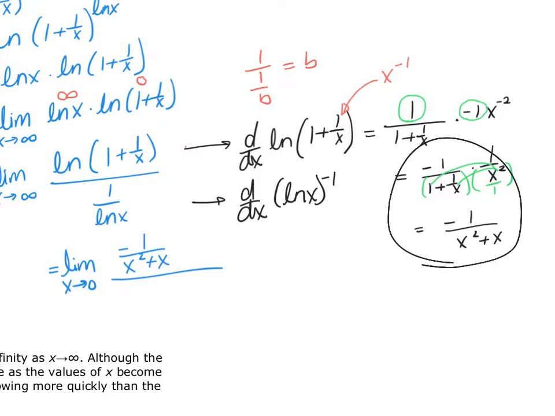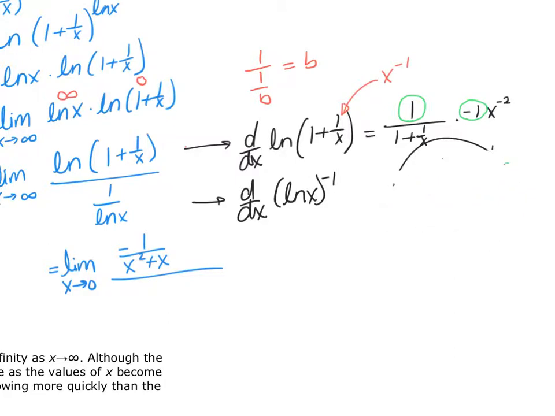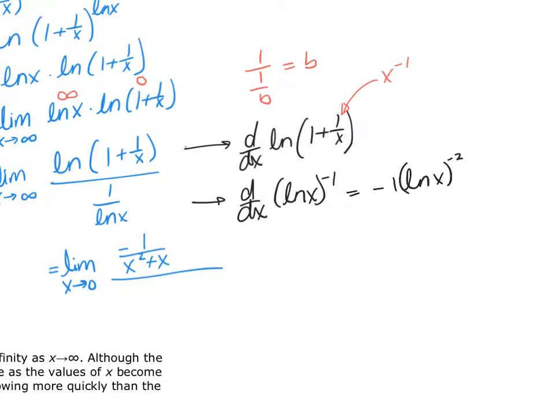Okay. So I'm going to go ahead and erase that part so I've got myself some space. And so this is going to be equal to negative 1, the natural log of x raised to the negative 2. And then I'm going to multiply it by the derivative of the inside, which is going to be 1 over x.